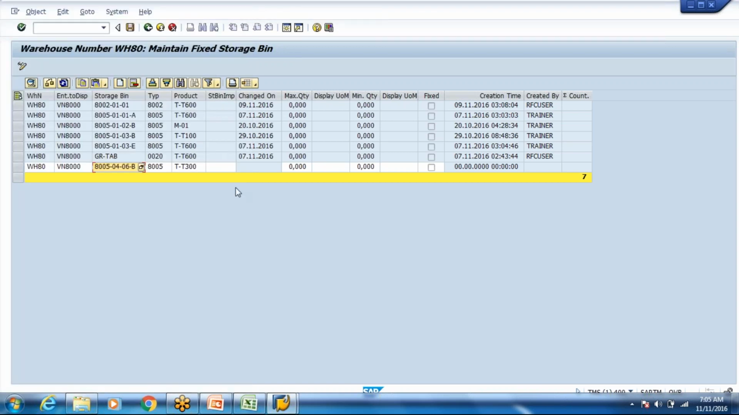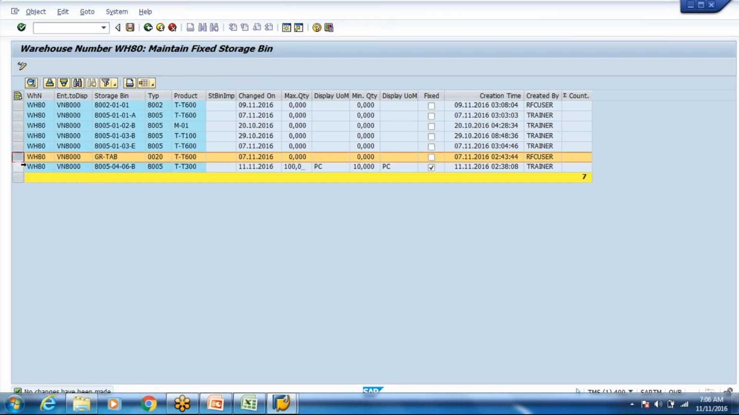Let's take 46B. So when we place the stock or remove it, we will see the product always takes that bin only. What is the maximum quantity you can store here? Let me say 100. The minimum is 10. We're going to use this again during our replenishment process as well.